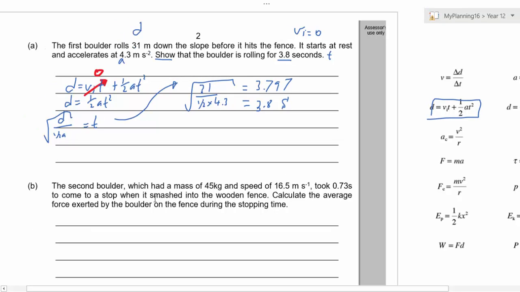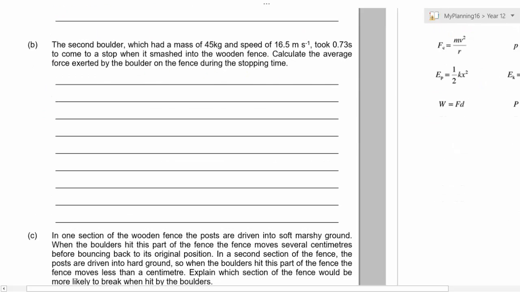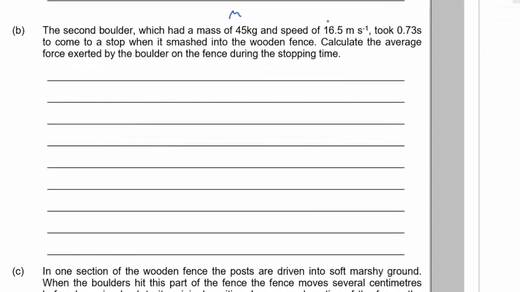B. The second boulder, which had a mass of 45 kilograms and a speed of 16.5 metres per second, took 0.73 seconds to come to a stop when it smashed into the wooden fence. Calculate the average force exerted by the boulder on the fence during the stopping time. So again, we write down the things that we know. We know m, we know Vi, we know that Vf is going to be 0, we know the time, and it says calculate the average force.